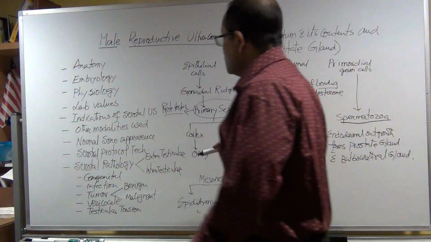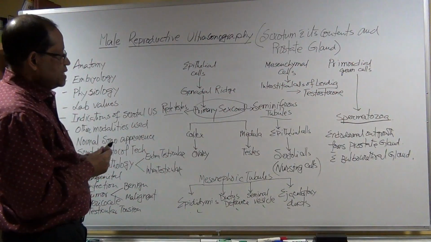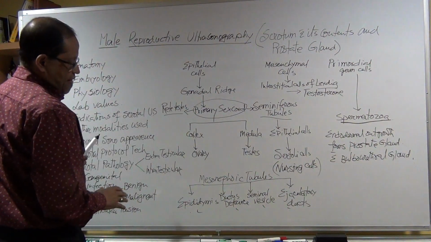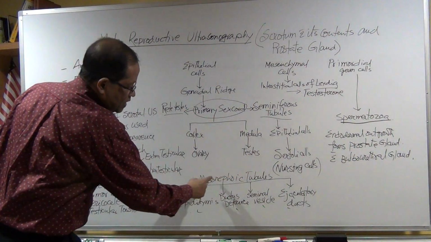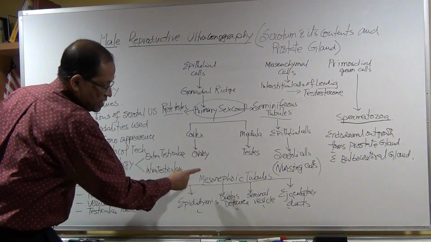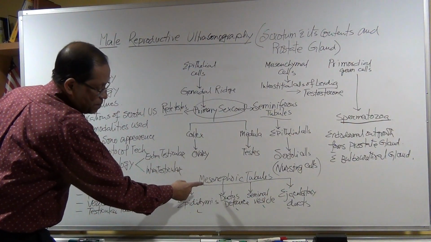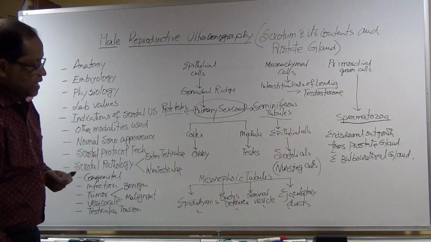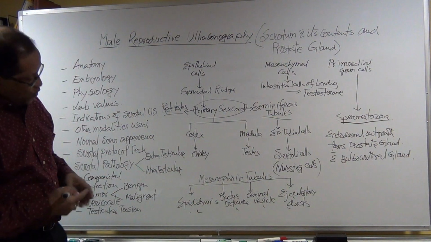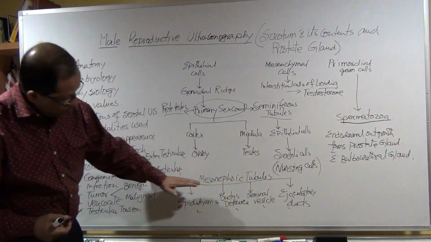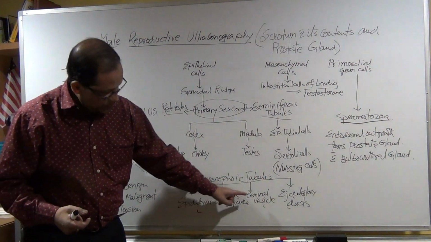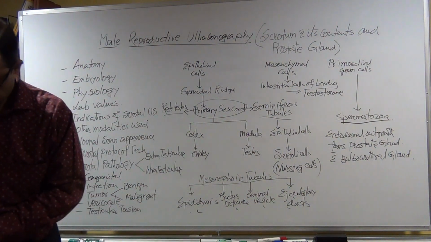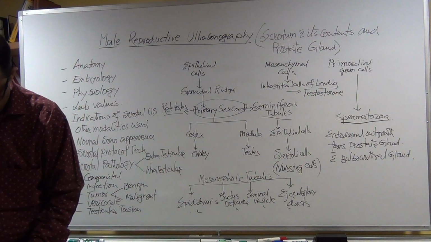So we need to keep in our mind that they are very, very connected. And this mesonephric tubule is helpful for the development of the kidney, and it is also helpful for the development of the male gonads. So when there is a congenital problem in this, you have to look for, there might be absence of seminal vesicles.